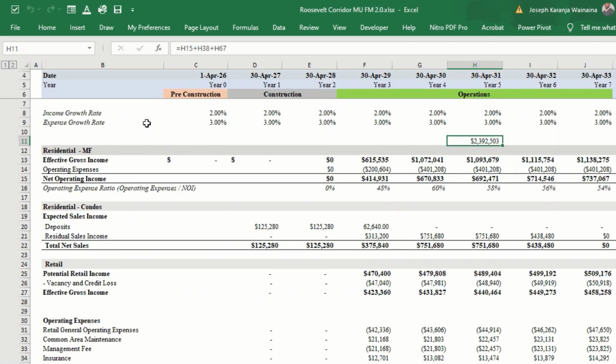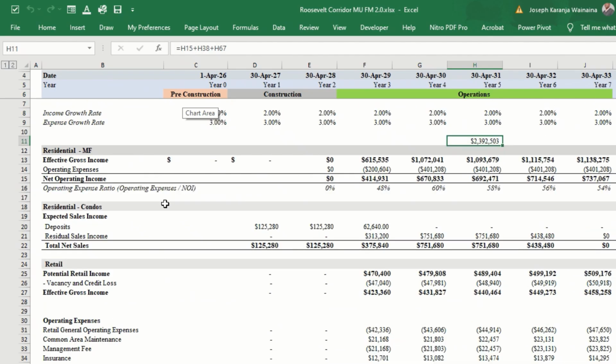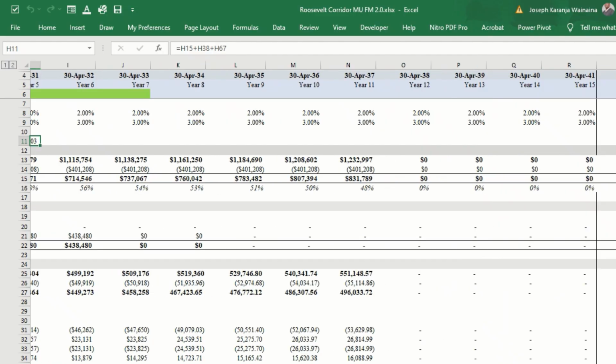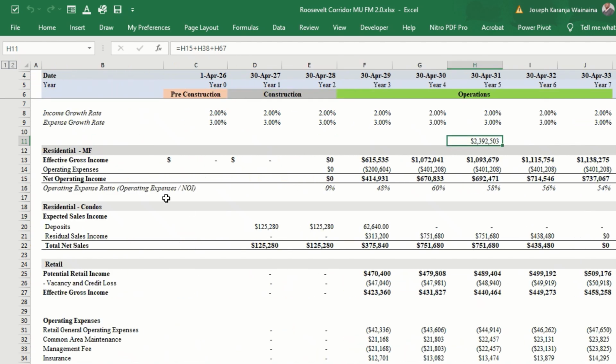So here we have the annual cash flows, which are based on the operations of the property. You can see we have from year 0, the pre-construction, all the way to operations up to year 16. But this project has cash flows up to year 11 or year 10, the analysis period. So year 11 will be the residual year.